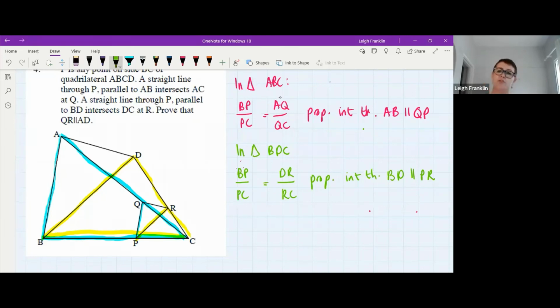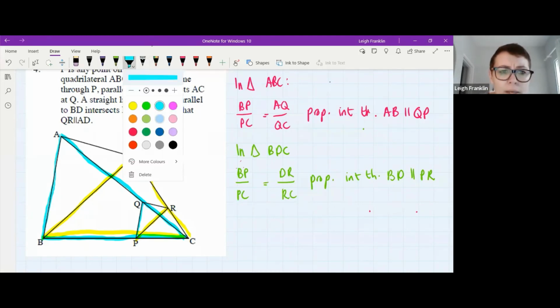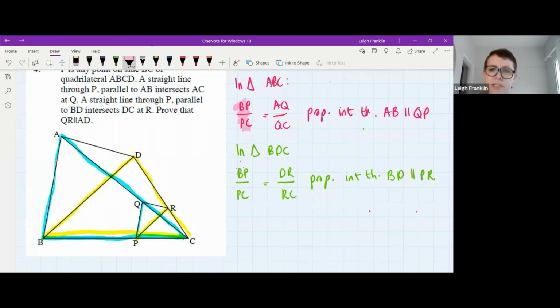Right. So now you make these two statements and you sit back and look at the information that you've written and you say to yourself, well, hang on a second. What do I have in common here? What belongs to both? All right. Can you see you've got BP over PC over here and you've got BP over PC over here? So if both of these quantities on the right are equal to BP over PC, they must be equal to one another. All right, so that's why we would then conclude that AQ over QC must be equal to DR over RC.